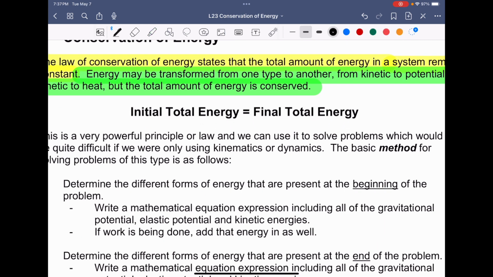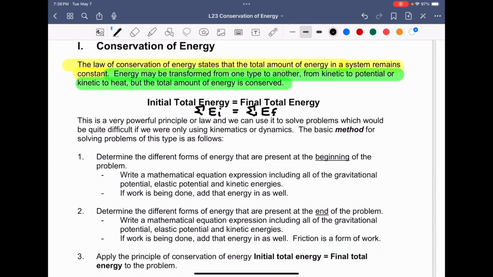Now, the way we're going to write this in class and throughout the examples is I'm always going to write it as the sum of the initial energy, or sigma EI, is equal to the sigma, or sum, of the energy of the final. And we're going to write that a lot to start our problems because when we say total, we're summing up, or taking the sum of, all the given energy.